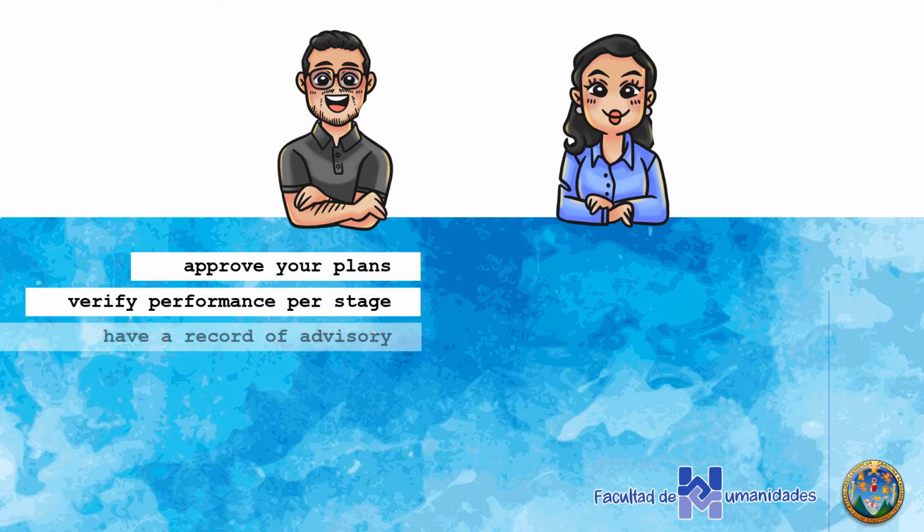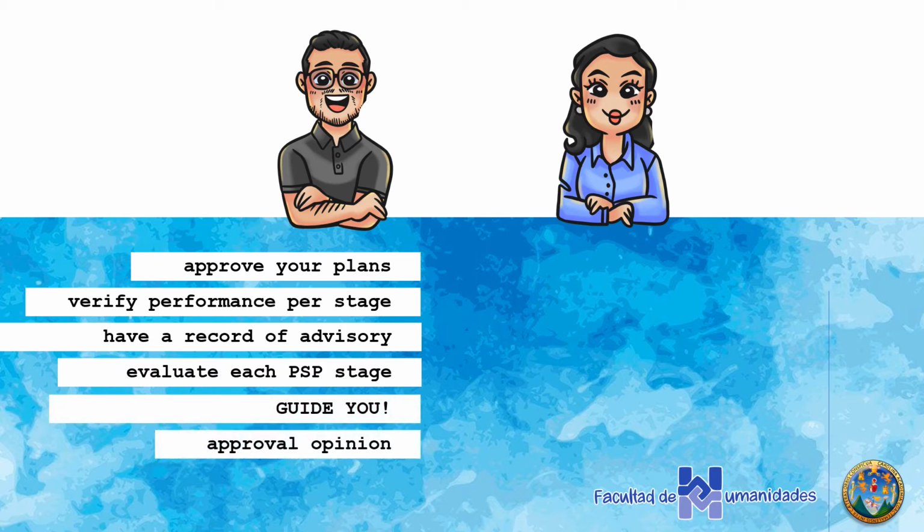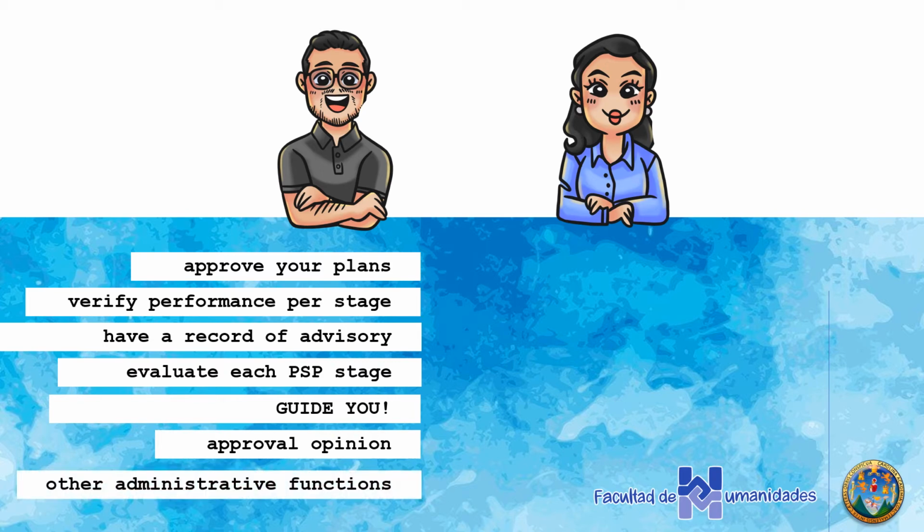of advisory and assessment. To evaluate each PSP stage, to guide you in regards of different areas of the PSP, to deliver an approval opinion so that a revisor can be appointed, and to give back to the coordinator those appointments of students who haven't requested for any information, among other administrative functions.